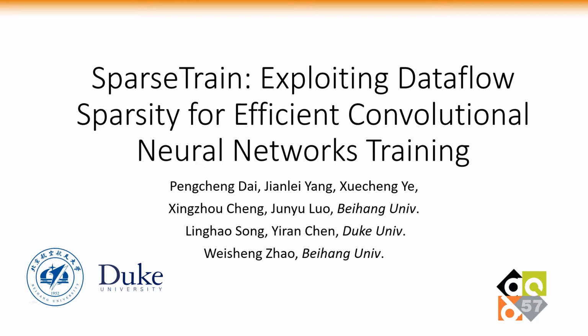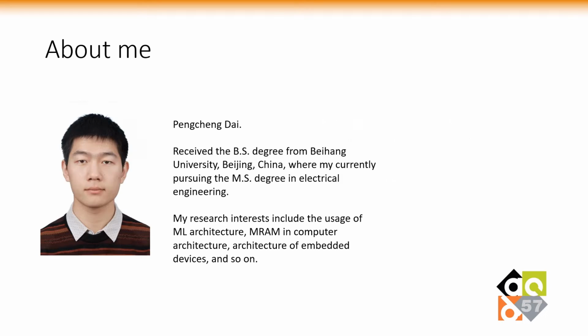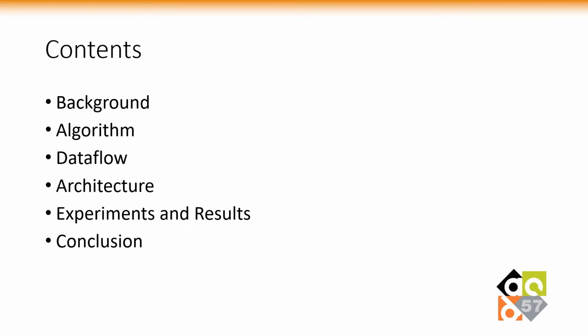My title today is SparseTrain, Exploring Dataflow Sparsity for Efficient Convolutional Neural Networks Training. I will talk about my work mainly in three aspects: algorithm, data flow, and architecture. After that, I will show you the experiments and results, and finally, I will make a conclusion.